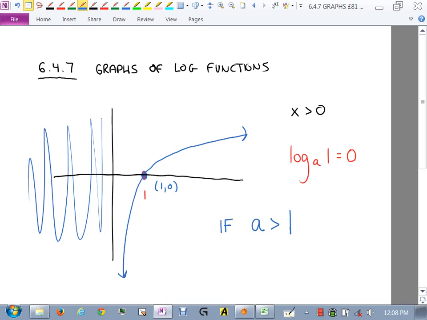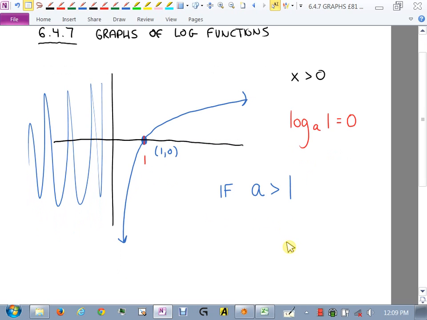I'll refer you back to your notes. Remember we had 2 cases with exponentials? Exponential growth was if a was bigger than 1. Exponential decay was if a was between 0 and 1. We have the same sort of thing happening with logs. That's what a logarithm looks like if the a is bigger than 1. Also put down here vertical asymptote. Put here the domain. What's the domain? 0 to infinity. What's the range?